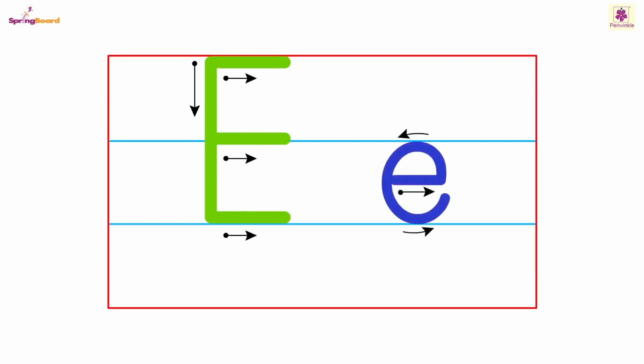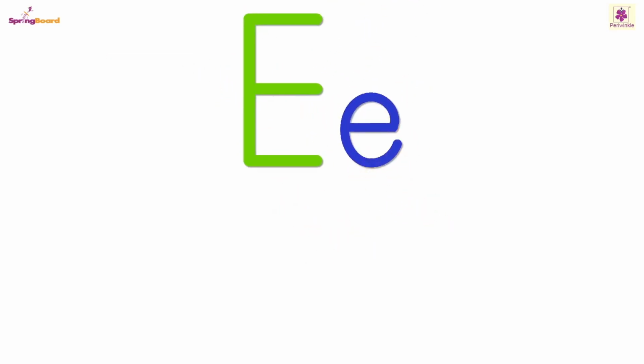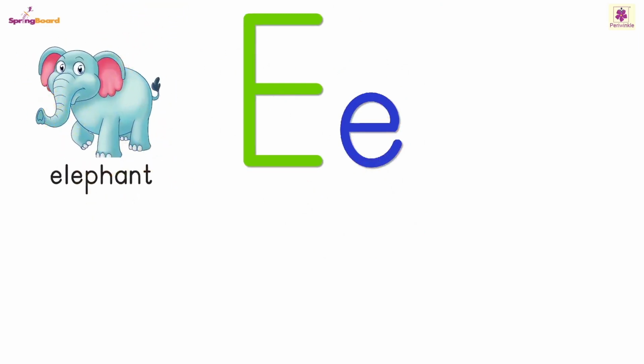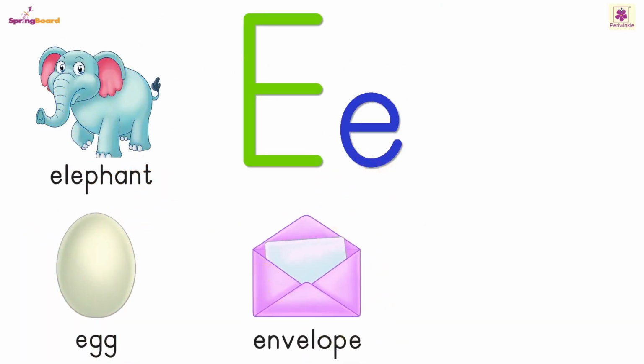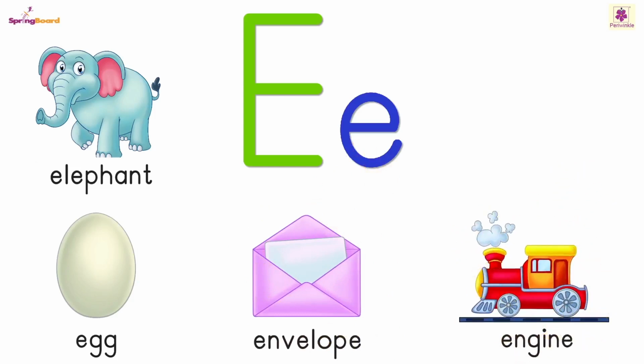This is letter E. The sound of letter E is E. E, E. Elephant. Egg. Envelope. Engine. Elbow.